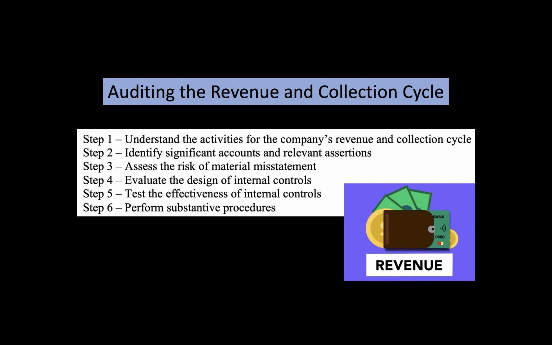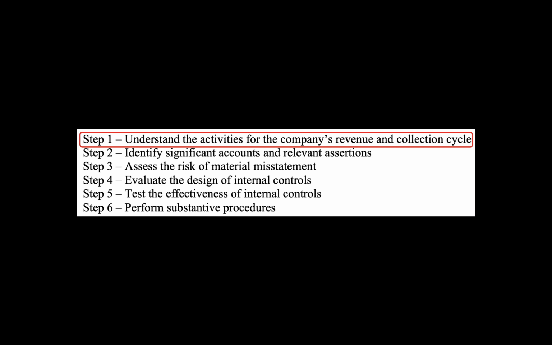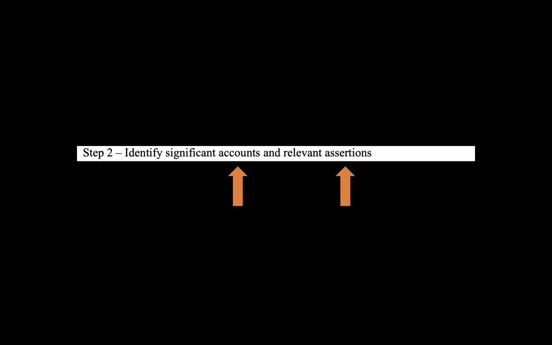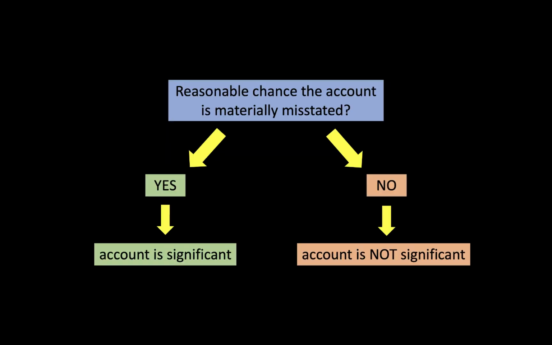We've been discussing the various steps involved with auditing the revenue and collection cycle. In the last video, we discussed the first step, understanding the various activities that make up a company's revenue and collection cycle. The next step is to identify any significant accounts and relevant assertions. An account is significant if there's a reasonable chance it could contain a material misstatement. So how do auditors identify significant accounts?